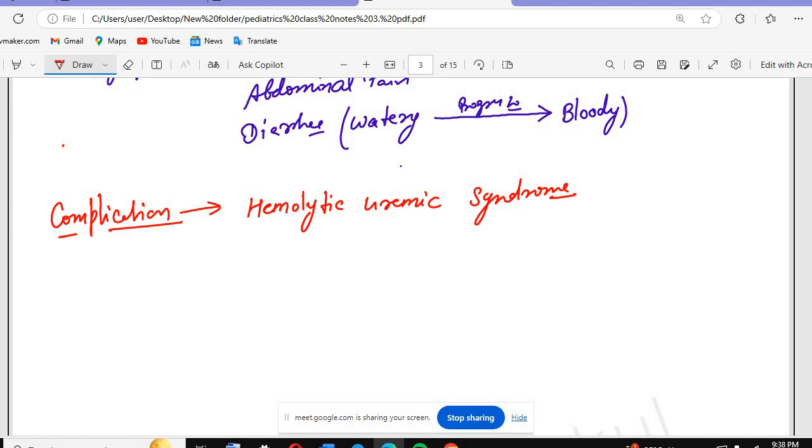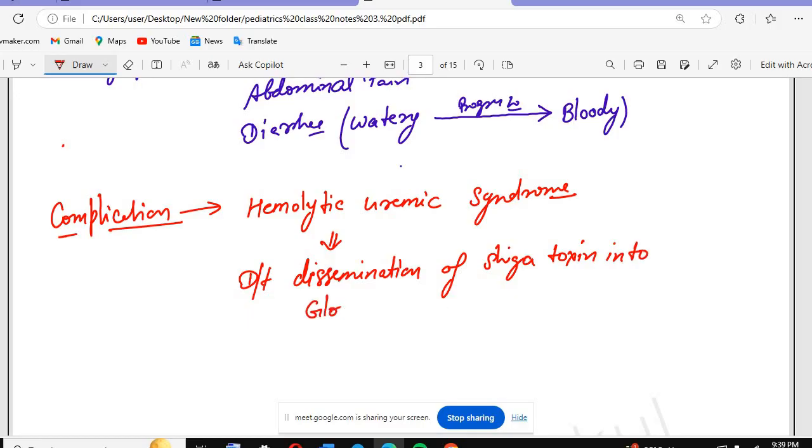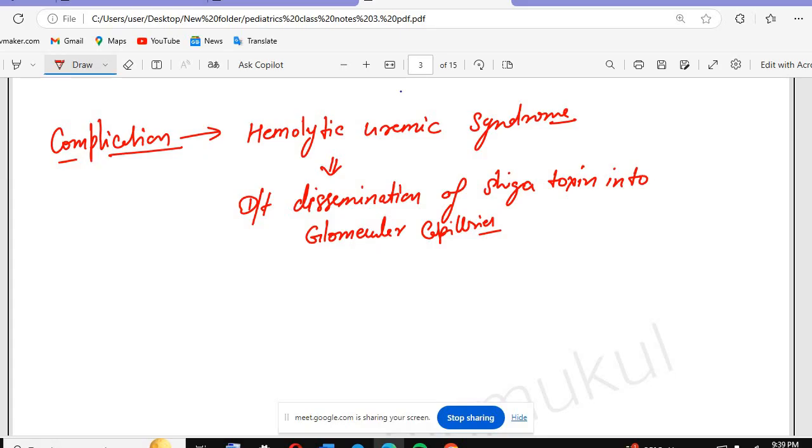Why are we calling shigella dysentery the severe one? Because shigella dysentery has one toxin, known as the Shiga toxin, and this Shiga toxin will be disseminated into the glomerular capillaries. When the Shiga toxin is disseminated into the glomerular capillaries, it will cause necrosis of these glomerular capillaries.